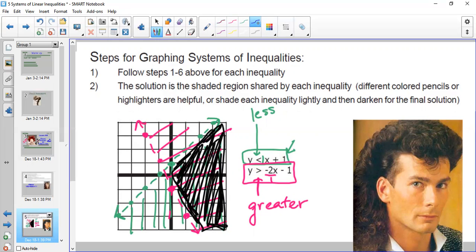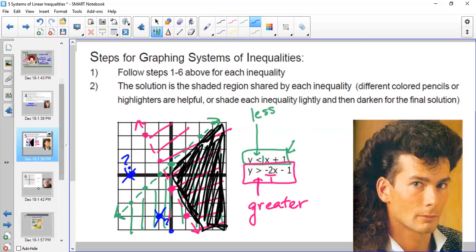So I could even ask some follow-up questions. I could say, is this point a solution to the system? Answer is no. Even if I put it in this shaded area, is that point a solution to the system? The answer is no, because it was only shaded in the green area. It has to be where it's shaded in both areas. So the only points are in that black shaded area. Those are the only solutions.